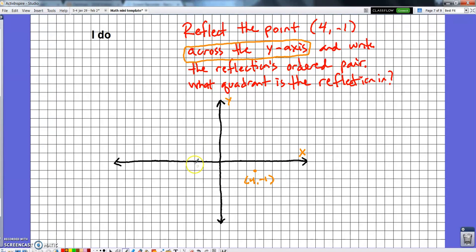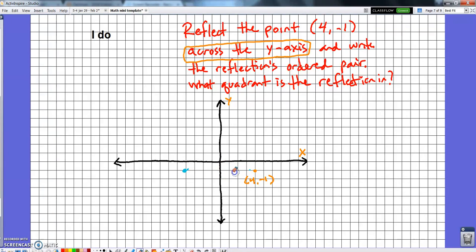So that's going to be back here. So I'm going to say, all right, I'm going to go over to the y-axis first. So it's 4 units. You don't have to draw this if you don't want. If this helps you, go ahead and draw it. It's 4 units to get to the y-axis. So then I want to go another 4 units past it. Its reflection is going to look like it's the same distance away that it is. All right. And so I can now erase this.